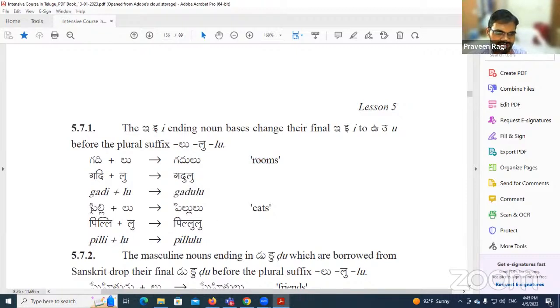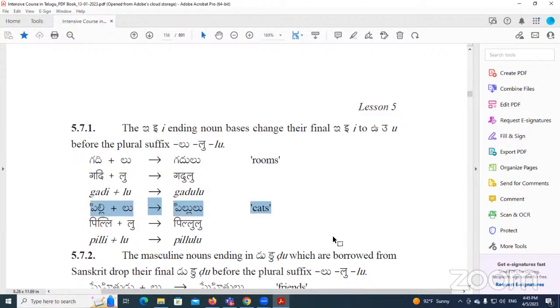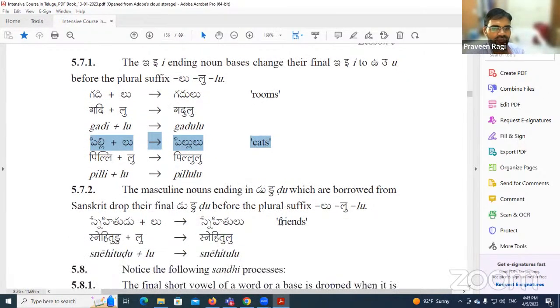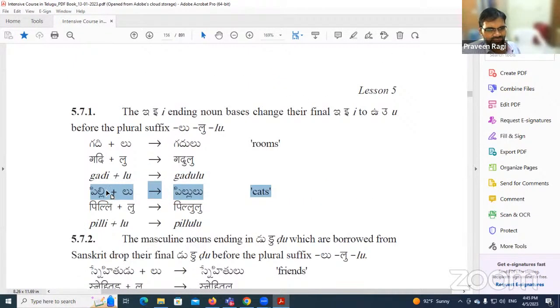Can you read these? Billi plus lu is billulu, which is cats. Yes, that's the making of the plural form from the singular. But as I mentioned before, this is only an explanation. In the real world, you need to make it on your own.